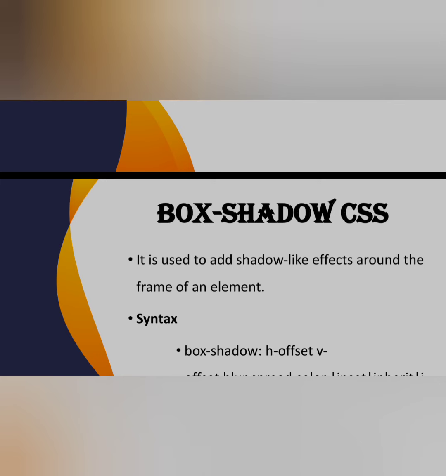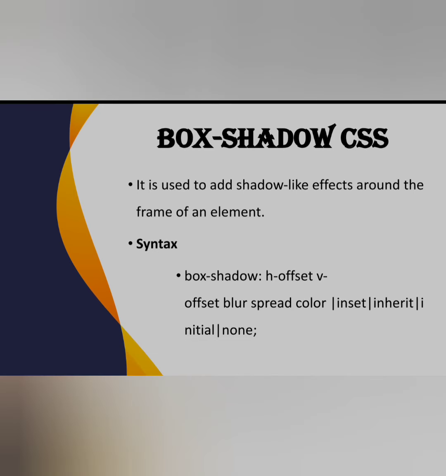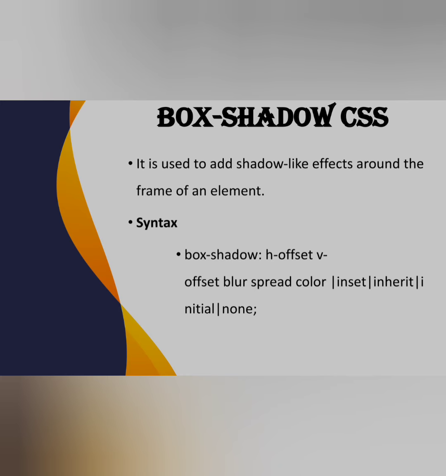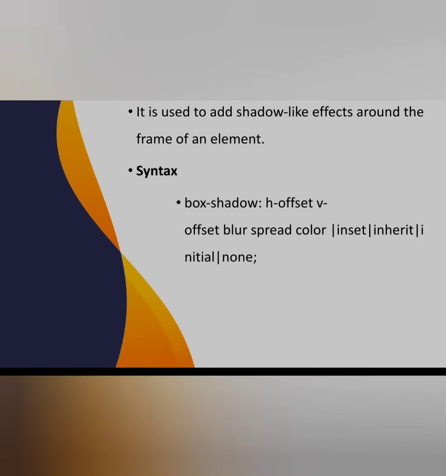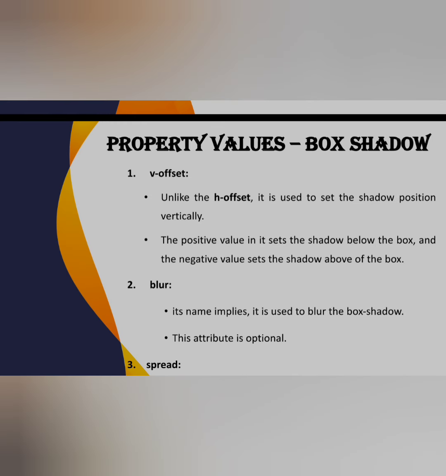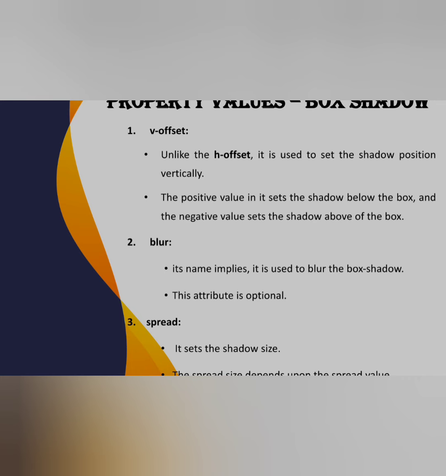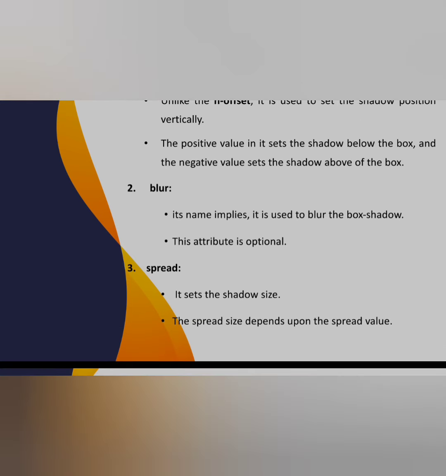Next, box shadow CSS. It is used to add shadow-like effects around the frame of an element. Syntax: box-shadow: H-offset, V-offset, blur, spread, color. Box shadow V-offset. Unlike the H-offset, it is used to set the shadow position vertically. A positive value sets a shadow below the box and a negative value sets a shadow above the box. Blur. As its name implies, it is used to blur the box shadow. This attribute is optional.